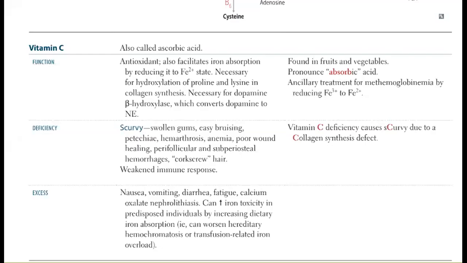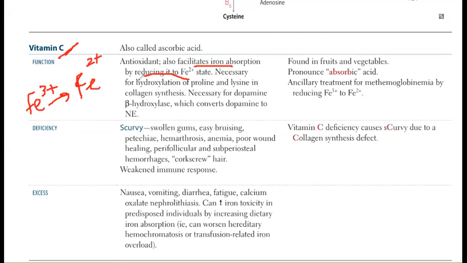Okay, if I go back to the book, you can see that it facilitates iron absorption by reducing it to Fe2 positive. So Fe3 positive is being converted to Fe2 positive. The enzyme is ferric. This is ferric, okay? Ferric reductase, because it is reducing it into this form. And that enzyme, ferric reductase, is using this vitamin C. Okay, now you understand this mechanism.